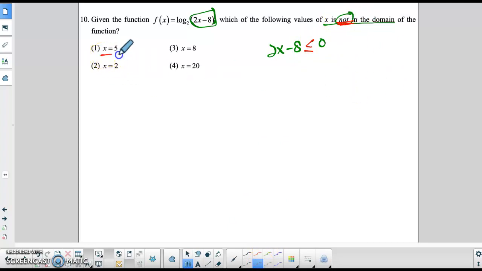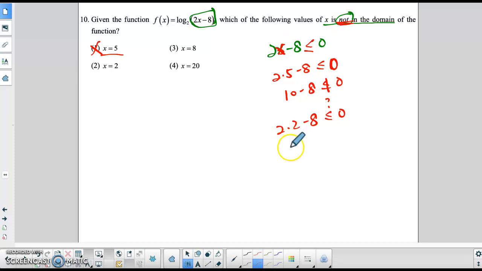Okay, let's try it. So if you try x equals 5, 2 times 5, replace x with a 5. 2 times 5 minus 8, 10 minus 8. Is it less than 0? No, it's not. So it is in the domain. Okay, the second one, 2 times 2 minus 8, right? Now here, you replace x with a 2. And is it less than 0? Let's find out. 4 minus 8, negative 4. It is less than or equal to 0. So that is our choice.